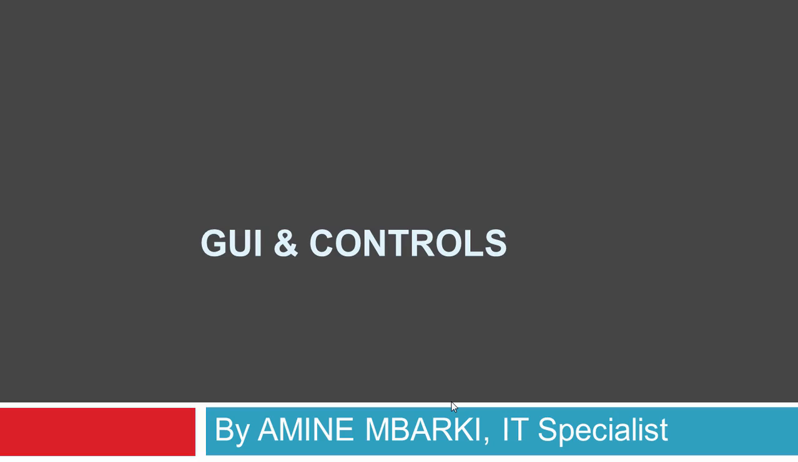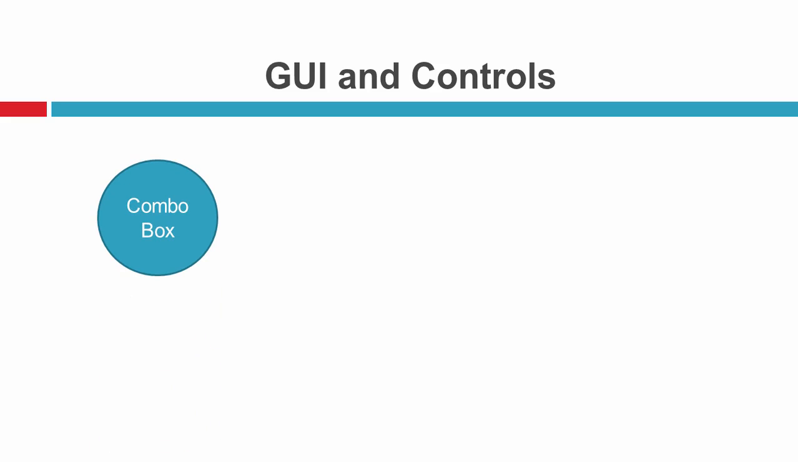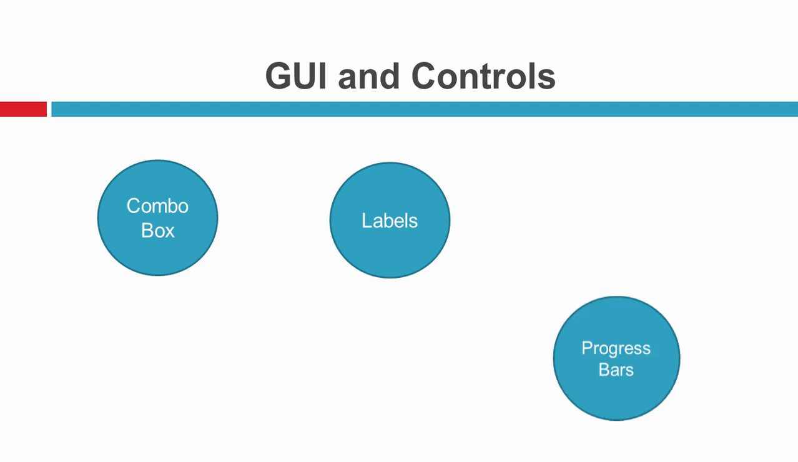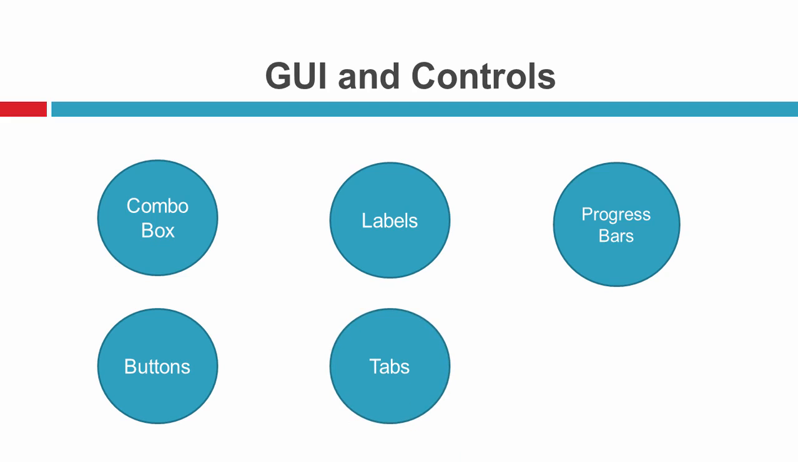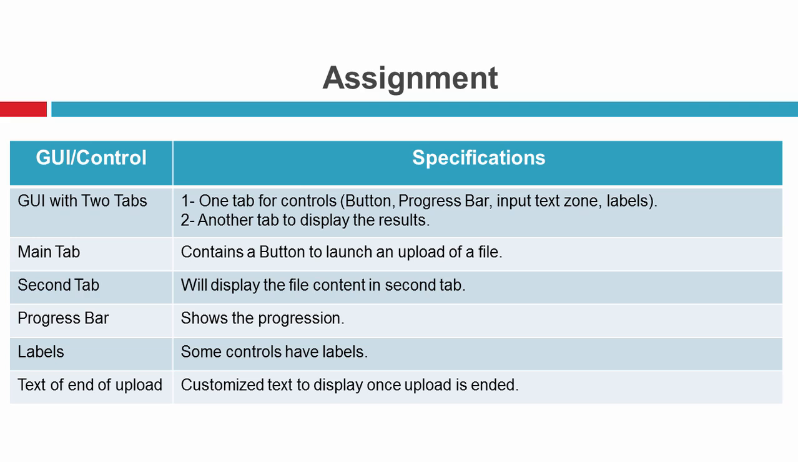In this video, we're going to see the GUI plus the controls. GUI and controls. Controls can be combo boxes, labels, progress bars, buttons, tabs, input text zones, etc. So I propose to do an assignment in order to see all those components and controls within a GUI. The assignment has the following specifications.